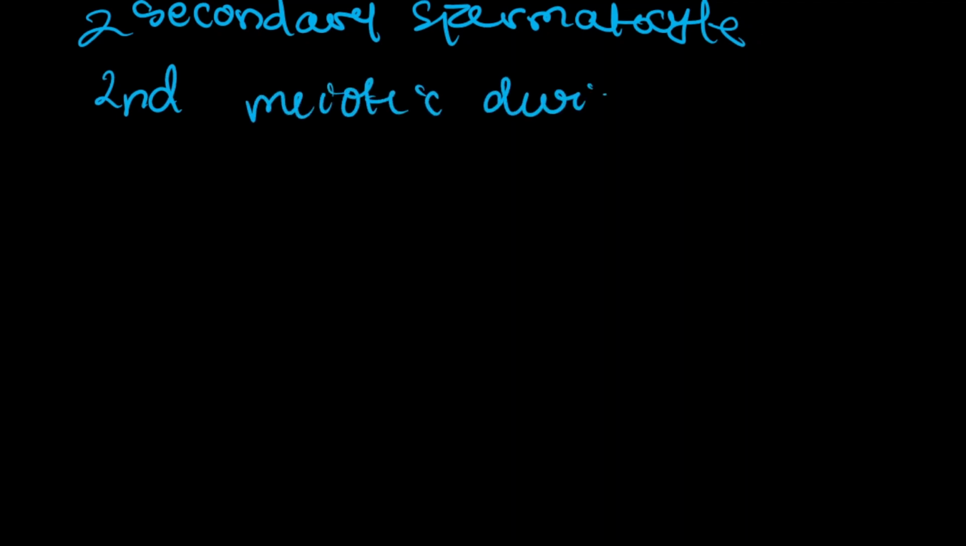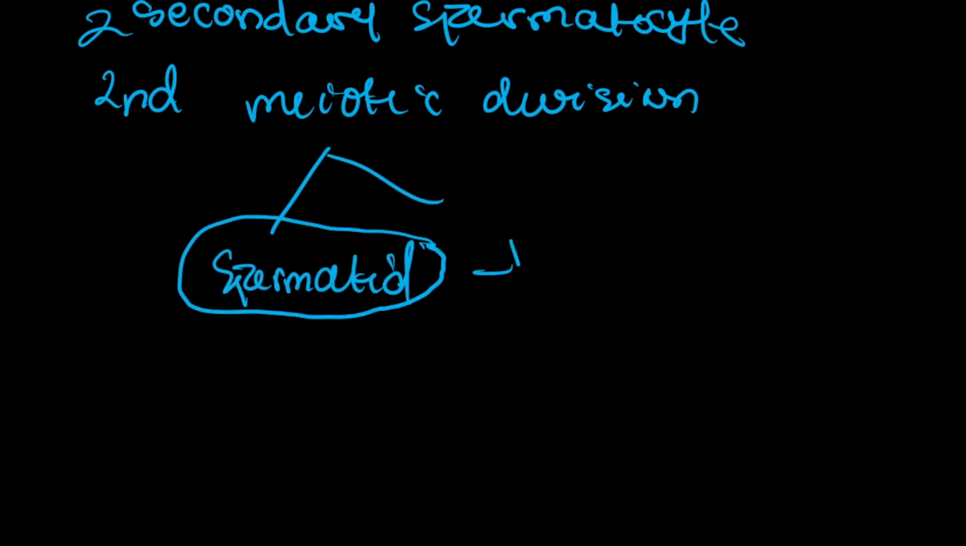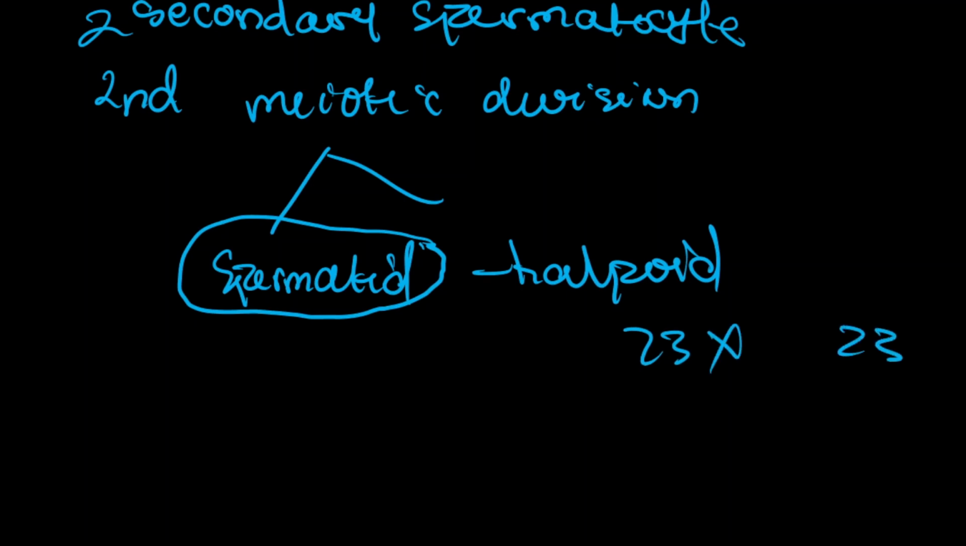So now we have the two secondary spermatocytes. These spermatocytes would begin the second meiotic division and, of course, complete this process to form spermatids. Now, these spermatids are haploid and it could be 23X or 23Y.